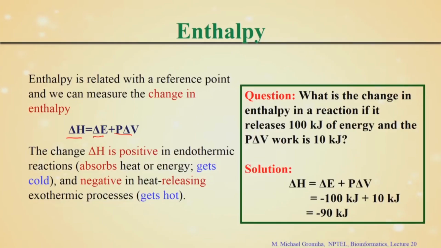I have a question: what is the change in enthalpy in a reaction if it releases 100 kilojoules of energy and the P delta V work is 10 kilojoules? Here is the solution. Delta H is equal to delta E plus P delta V. What is the sign for delta E? Because it releases energy, it is minus 100 plus 10 kilojoules, which is equal to minus 90 kilojoules. This is how we get the enthalpy for any system.